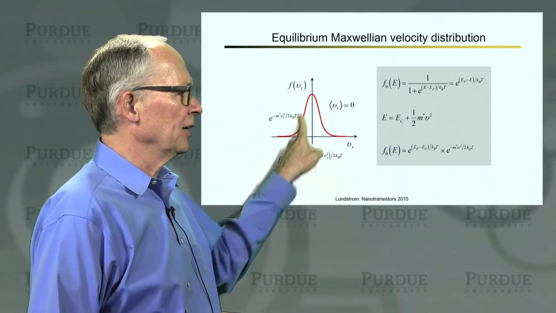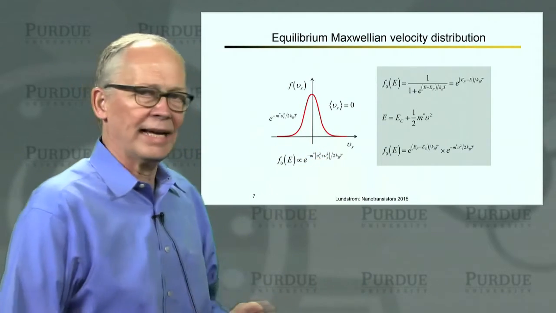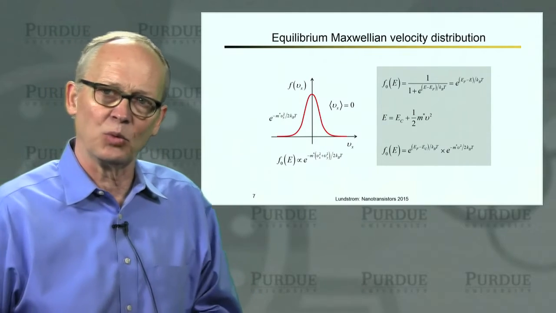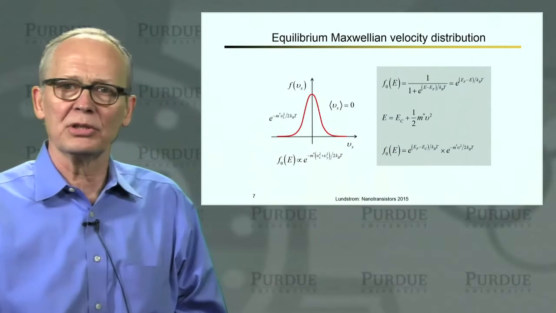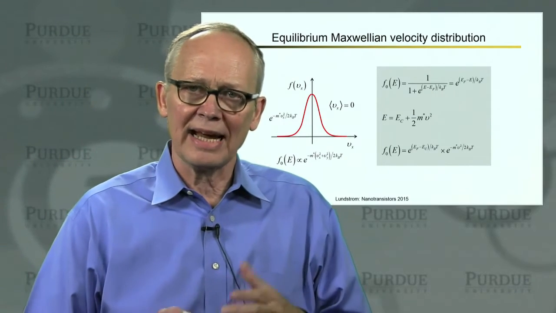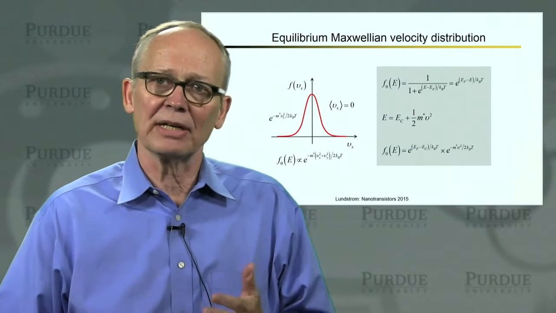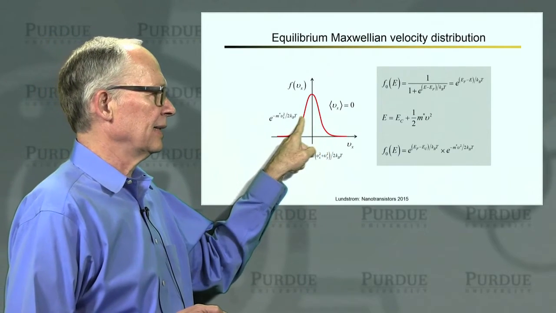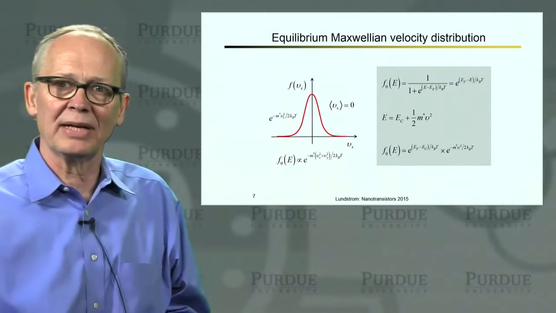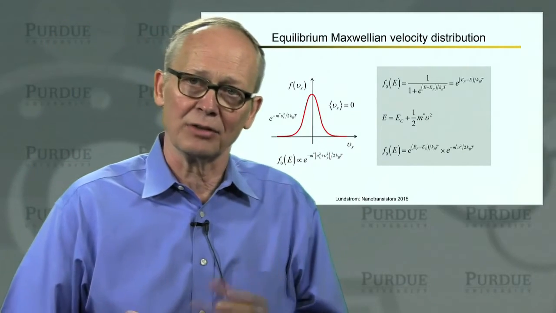It's plotted here versus velocity in the x direction at some specific y velocity. And you can see from the symmetry of this distribution that in equilibrium, the average velocity in any direction is 0. Because everywhere I have a plus x velocity, I have an equal probability of having a minus x velocity, and it all nets to 0.